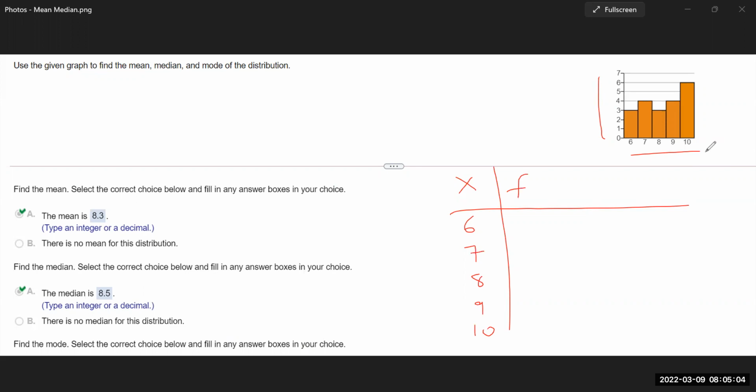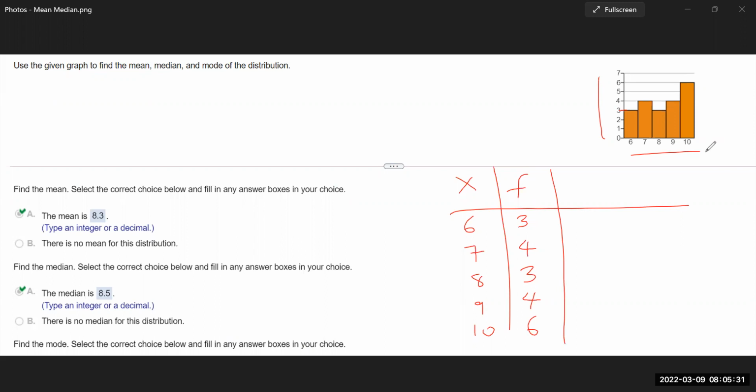You notice that the frequency that goes with 6 is 3. All right. And how about 7? 7 is 4, right? And then 8 is also 3. And 9 has a frequency of 4. And 10 has a frequency of 6. Okay, nice. So that's what you have.